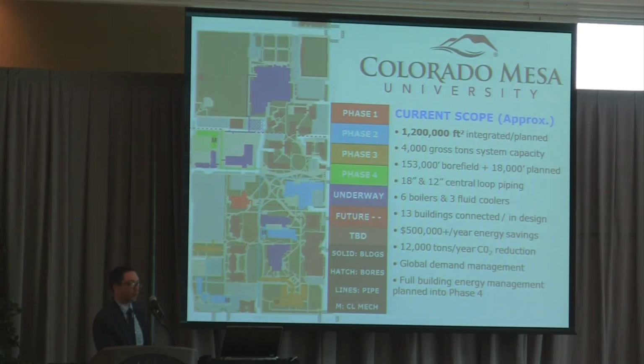Current scope there, as I mentioned, we've got 13 buildings currently tied together. It's about 1.2 million square feet right now. By midsummer or end of summer, it'll be more like 1.5 million total square feet integrated into this system. This is probably the second or third largest geothermal system in the United States at this point, the largest being Ball State University in Indiana, which is a very similar district energy system. A little bit different technically, but same concept.